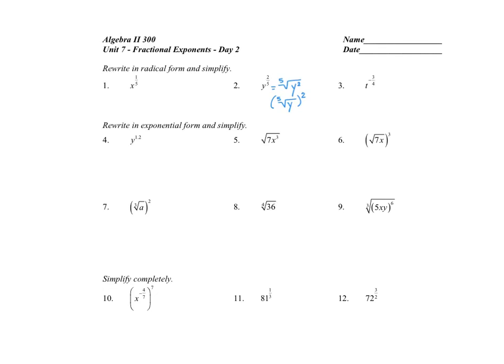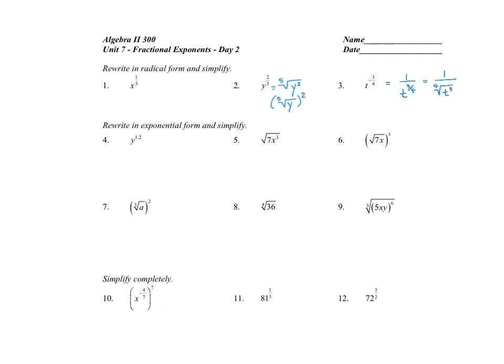Problem number 3 has a lot going on in that tiny little expression. First of all, the negative exponent tells us to send that to the denominator. So I will have 1 over t to the positive 3/4. But if I rewrite that in radical form, I'll have 1 over the 4th root of t cubed.